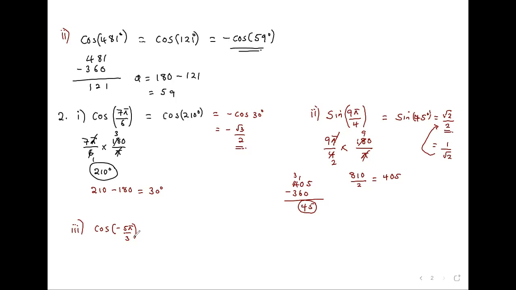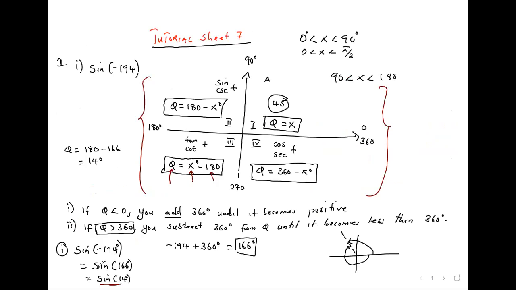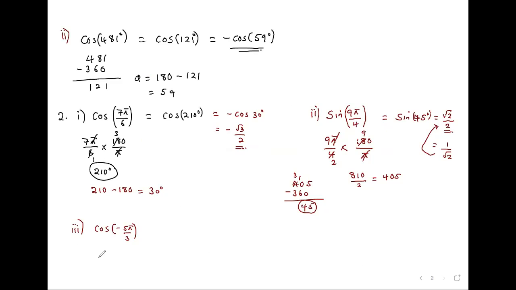Okay. So what if it's negative? Remember, we said if it's negative, we add 360 until it becomes positive. So we have negative 5. We multiply by 180 and divide by 3. 3 here, 3 there, 6. So 60 by 5, we get negative 300. So negative 300 plus 360, we'll get 60. So this is actually the same as cos 60. Cos 60 is half.